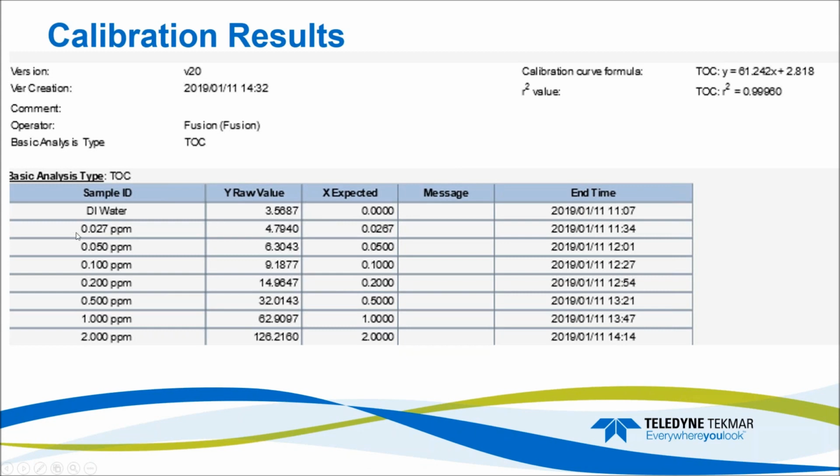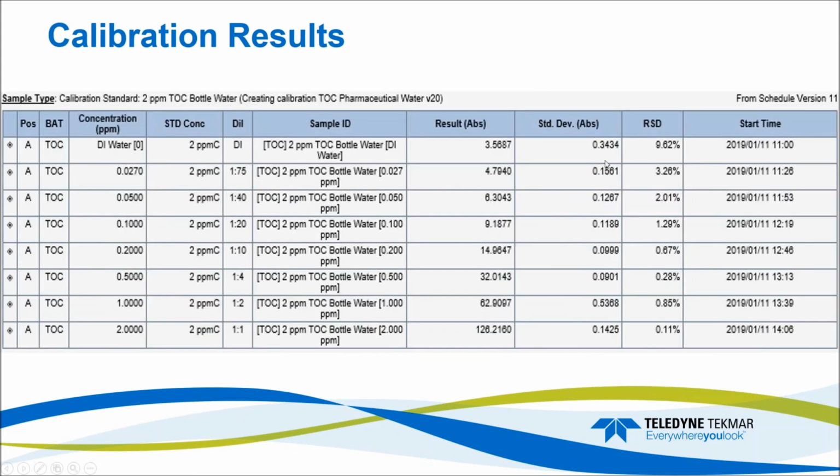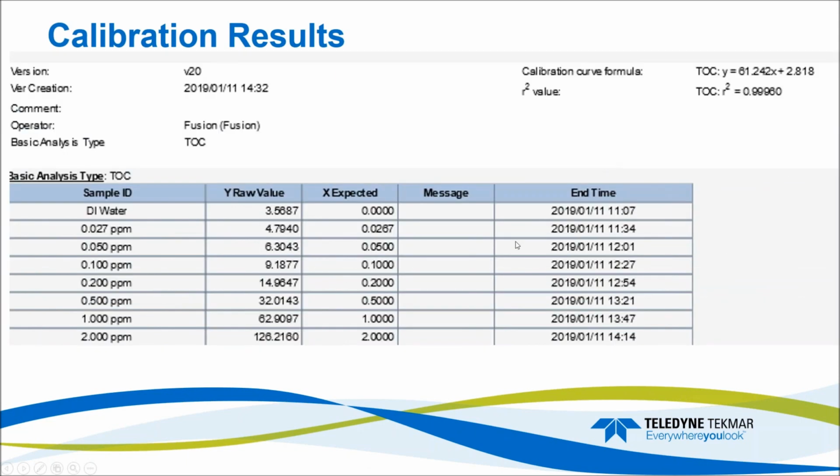Now, if you want, with the software, if you didn't like the 0, you can always go back and drop the 0. This would most likely make this number higher. Again, I just wanted to verify that the DI water came out less than the 27 ppb, to make sure we can at least identify 27 ppb that low. Okay.